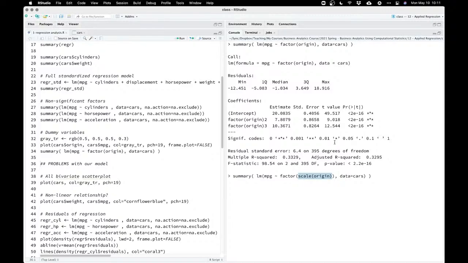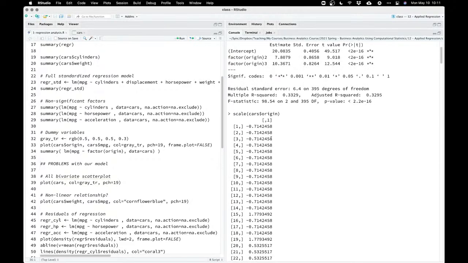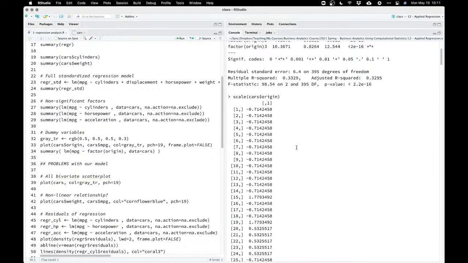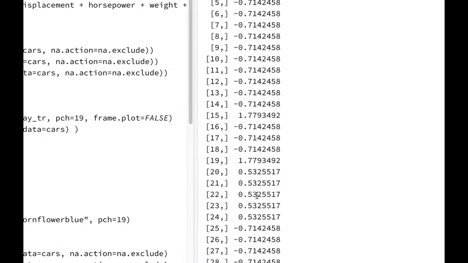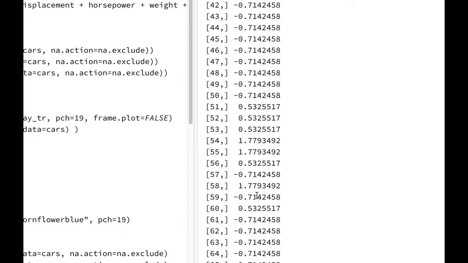Why? I'm going to scale it, and sure, scaling cars dollar origin changes the numbers, right? From 1 to 3, we now get this ridiculous thing, right? But you notice we're still only getting 3 different values. Of course, we're just rescaling it.